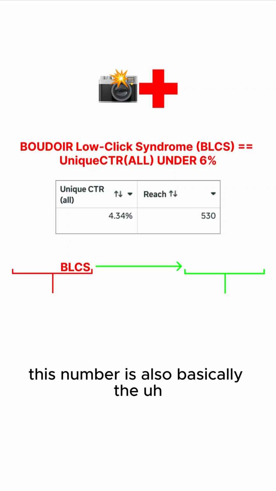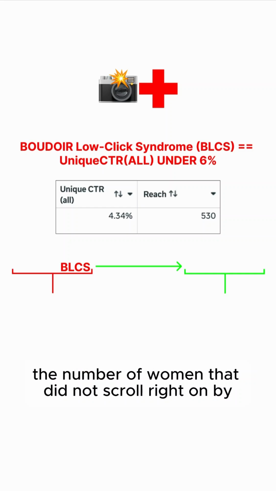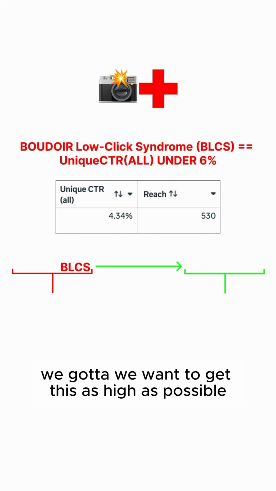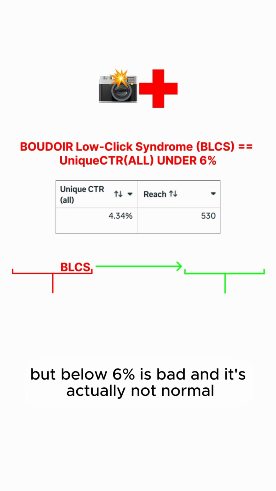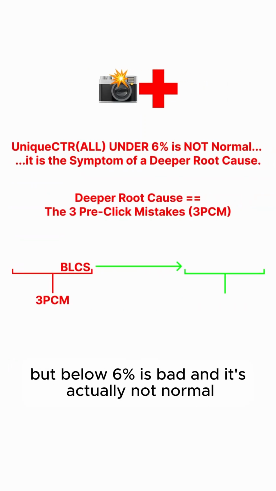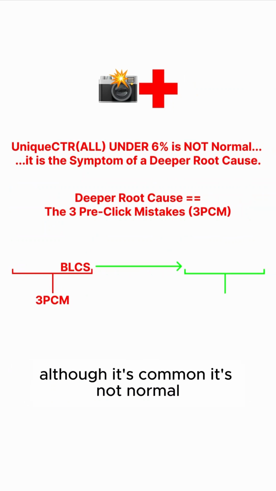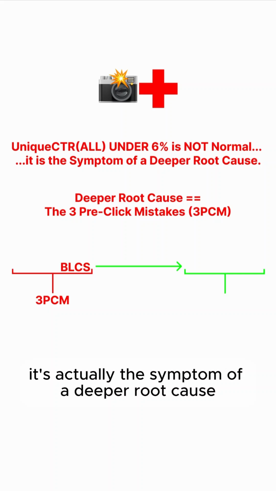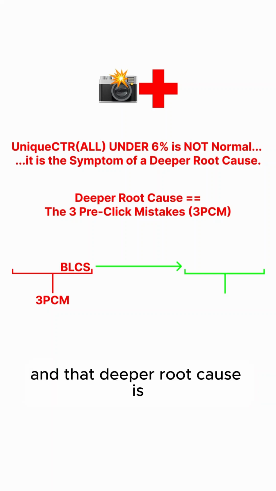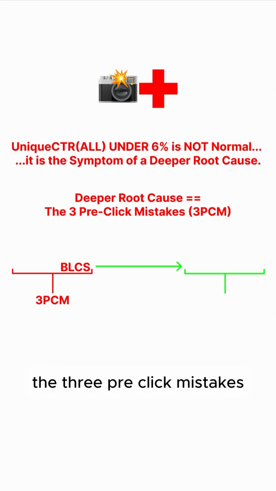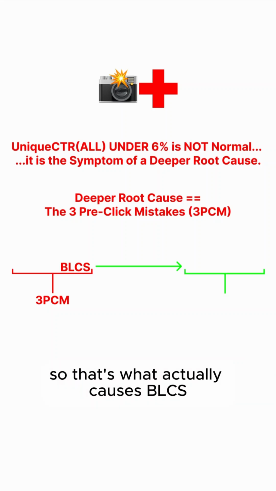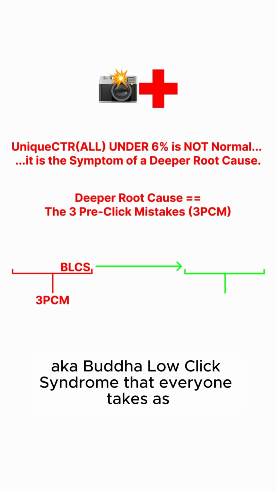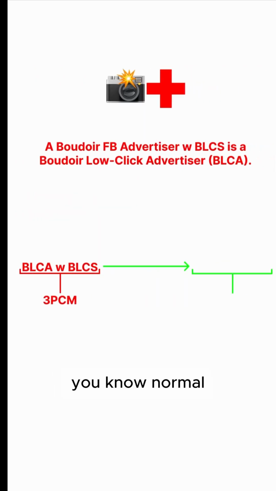This number is also basically the number of women that did not scroll right on by. So yeah, we want to get this as high as possible. But below 6% is bad. And it's actually not normal. Although it's common, it's not normal. It's actually the symptom of a deeper root cause, and that deeper root cause is the 3 pre-click mistakes. So that's what actually causes BLCS, aka boudoir low click syndrome, that everyone takes as normal.